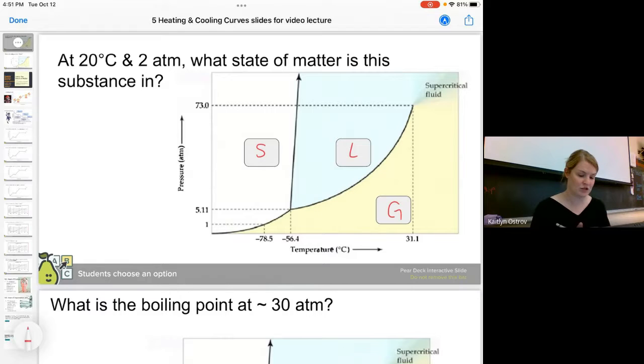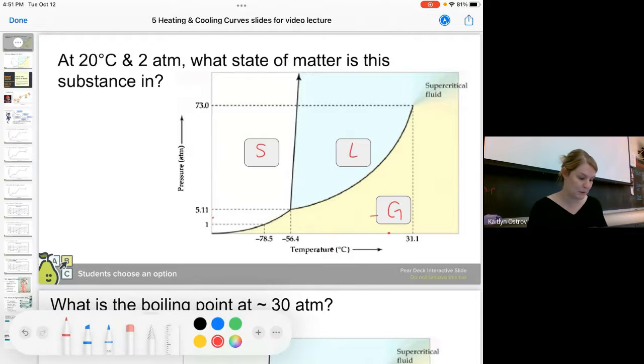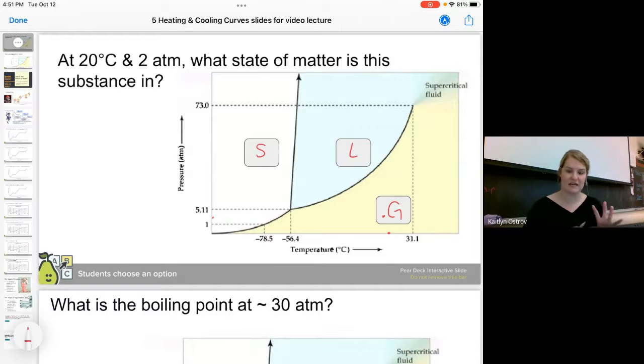So right here, we are at 20 degrees Celsius. This is kind of tough to estimate because the scale is very imprecise. But let's say maybe 20 is about here, and we're also at 2 atmospheres. So that may be right here. So if we find where these two things meet, not quite there. We're about right here. So we are in the gas phase. Anything in this yellow region here would be gas. So that's how you use a phase diagram to figure out what state of matter something will be in.